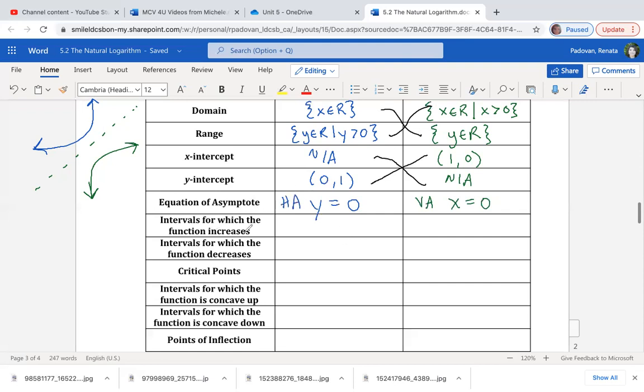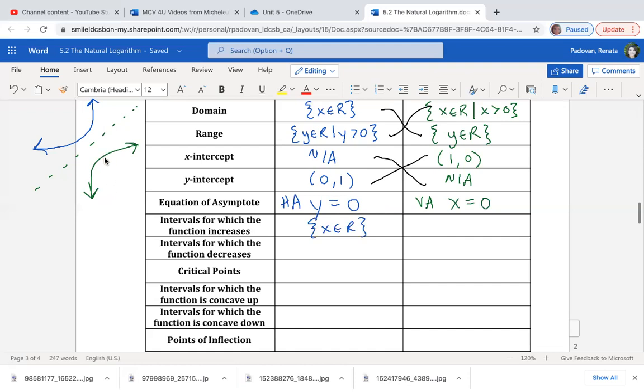Intervals for which the function increases. So we're reading it from left to right, looking at our x values. So it's basically always increasing, right? So the intervals have increasing x values. So it's increasing all the way along x. It's increasing for all of my x values. Let's take a look at my inverse function.